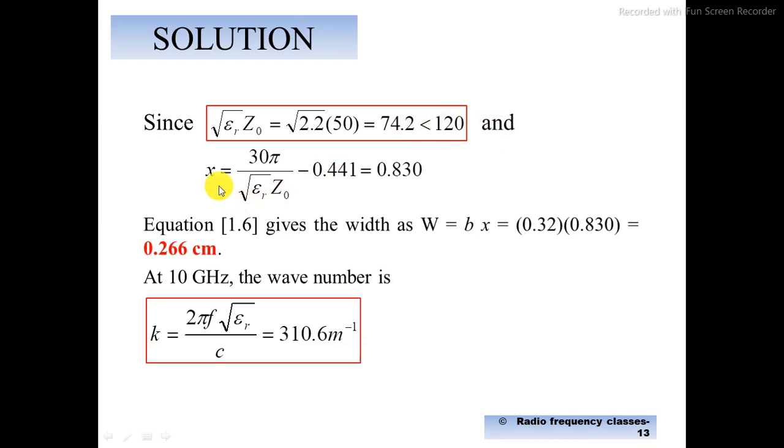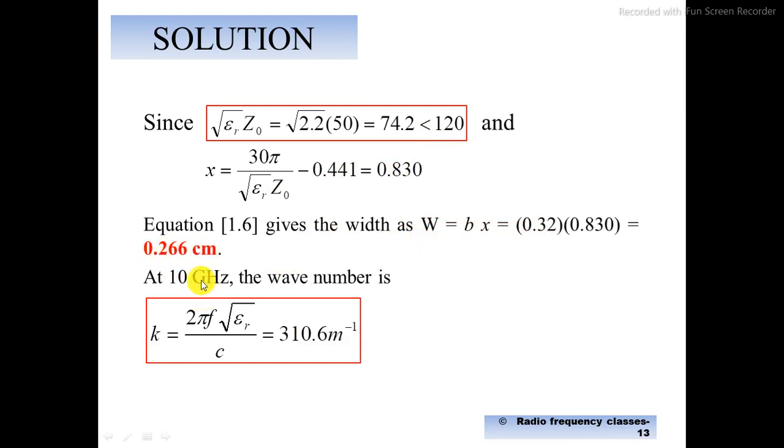Okay, so we can calculate the x value. X is 0.830 from this formula, 30 pi by under root epsilon r z naught. Epsilon r is given, z naught is given, we calculated x. So using this formula directly, because it is less than 120, I'll use the first formula from equation 1.6. So W is equal to Bx. We got W as 0.266 centimeter.